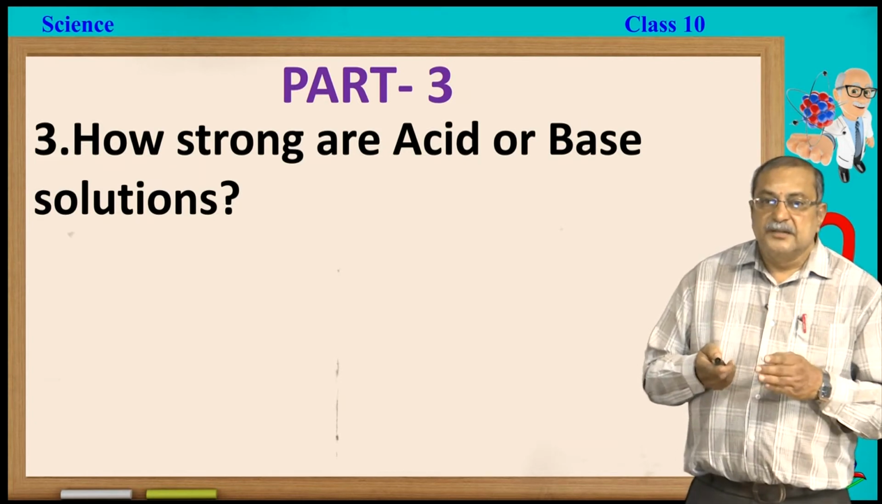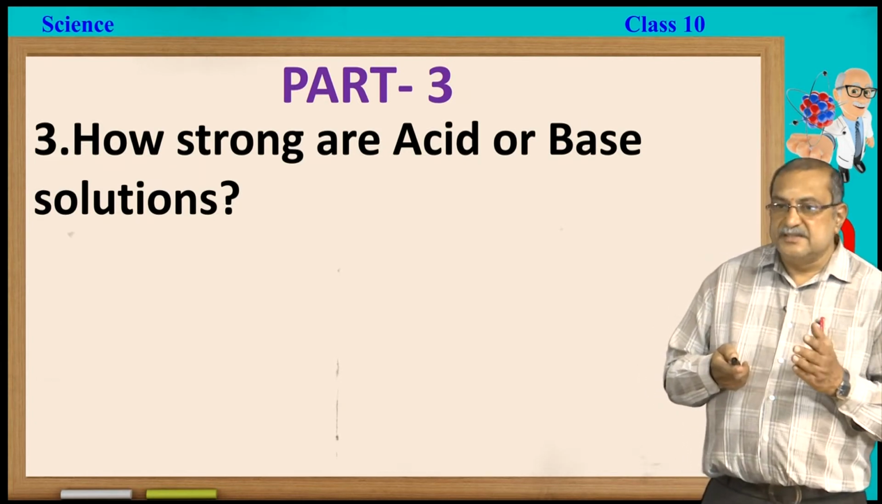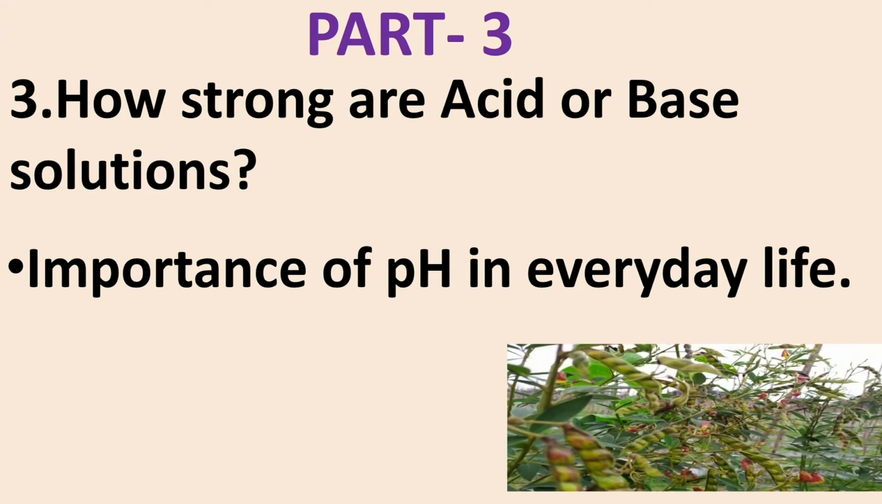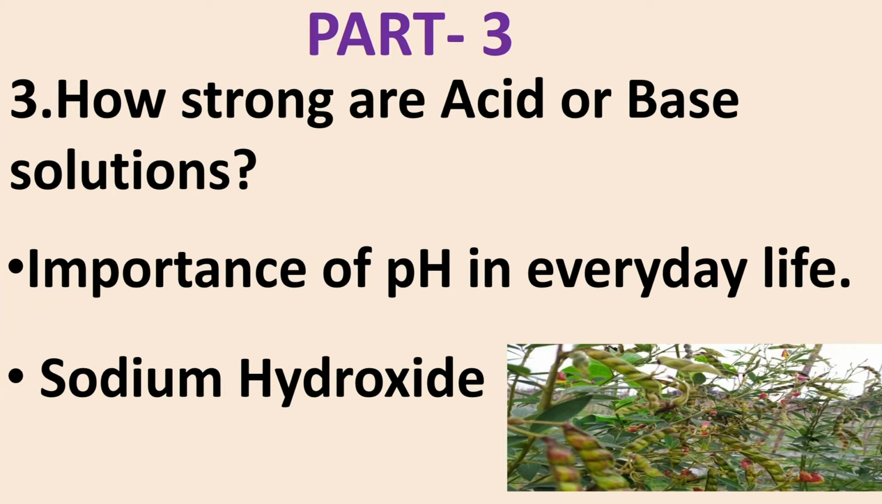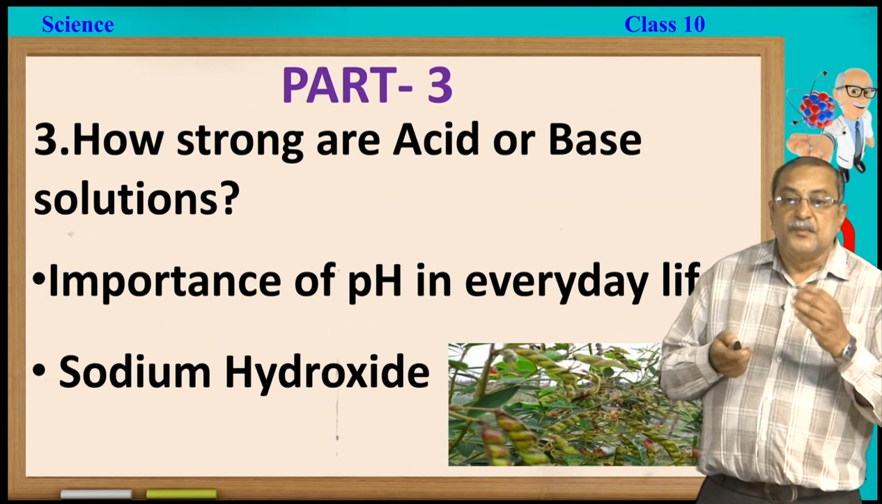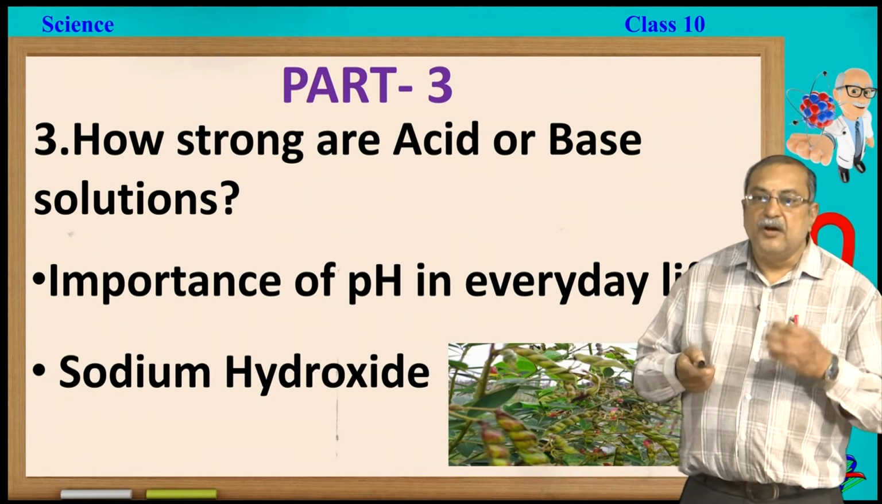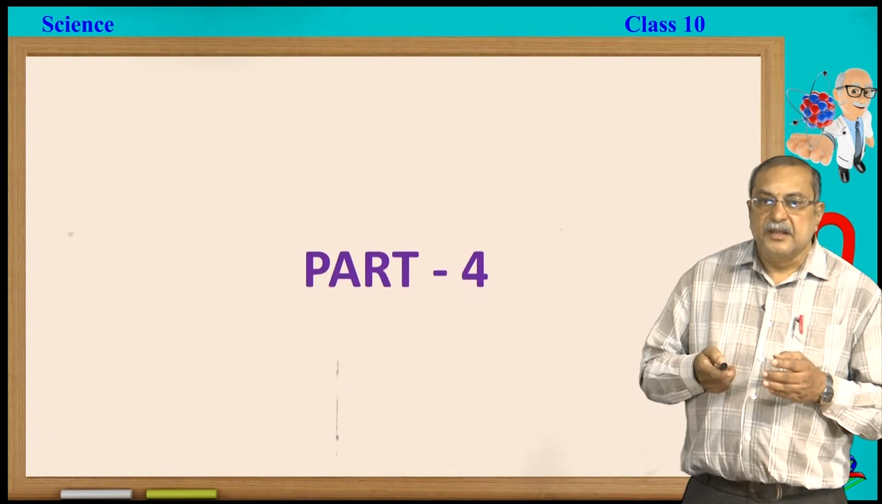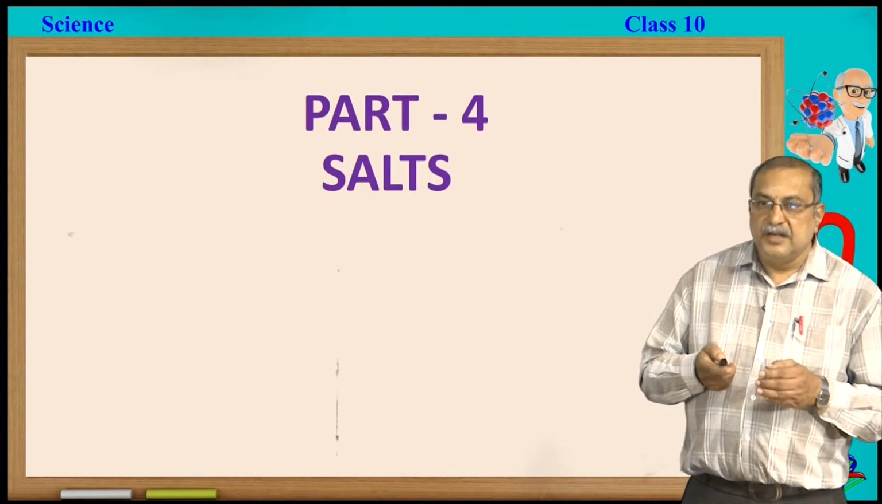In the third part, how strong acid and base solutions are. Okay. And we also learned about the importance of pH in everyday life. I am showing plants here, and that is also important. The plants require suitable pH for development, growth and proper yield. That is the importance, and also how we are going to manufacture sodium hydroxide, that we learnt in the third part. Okay. In the fourth part we are going to learn about salts.